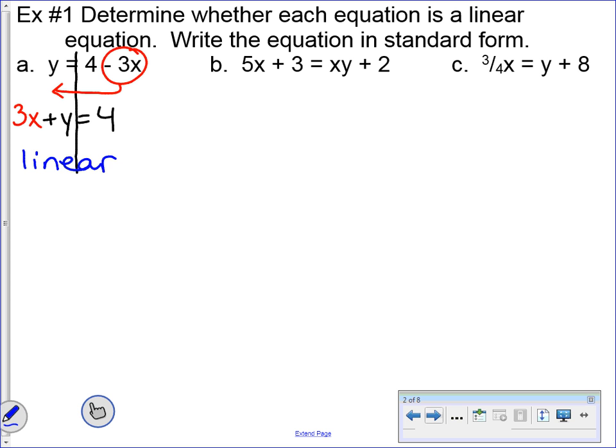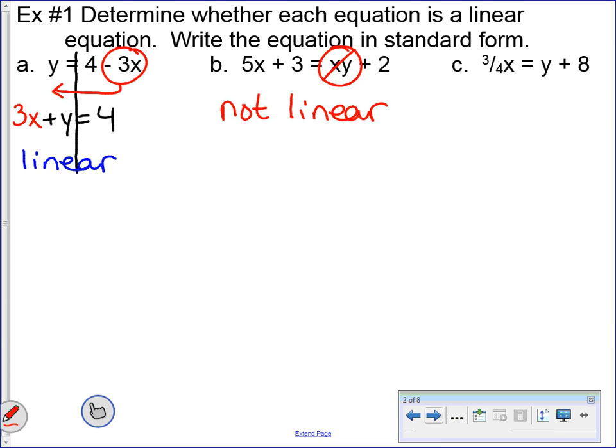Now let's see if we can do the same thing with the second one. Well, the x is first. It's 5x. However, the y is multiplied times an x. This is not acceptable in a linear equation. So this is not linear.